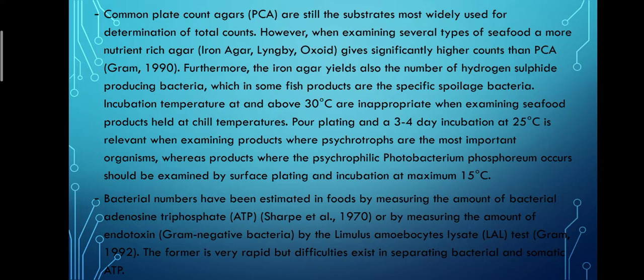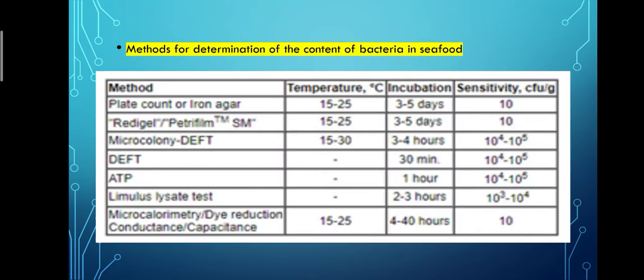Incubation temperatures at and above 30 degrees Celsius are inappropriate when examining seafood products held at chill temperatures. Pour plating and a 3 to 4 day incubation at 25 degrees Celsius is relevant when examining products where psychrotrophs are the most important organisms, whereas products where the psychrophilic Photobacterium phosphoreum occurs should be examined by surface plating and incubation at maximum 15 degrees Celsius. So this table shows the methods for determination of the content of bacteria in seafood.